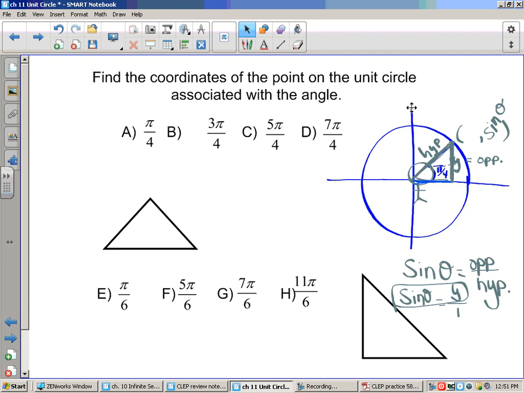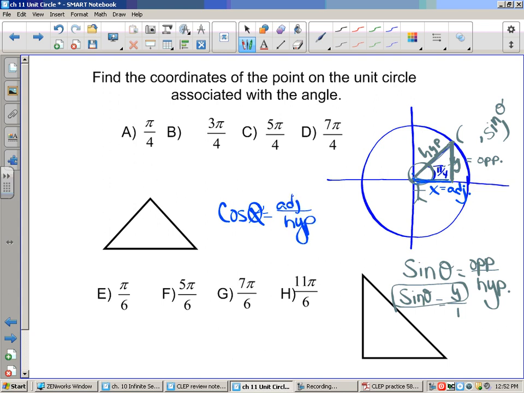Similarly, let's look at the next one, okay? What is that also known as? This is your x, right? And if I was to talk about it in terms of the triangle, it would also be known as the adjacent to that angle. And we know that the cosine of the angle is adjacent over hypotenuse. And similar to what we just did with sine, the adjacent is known as x, and the hypotenuse is 1. So cosine is the x part of the coordinate.